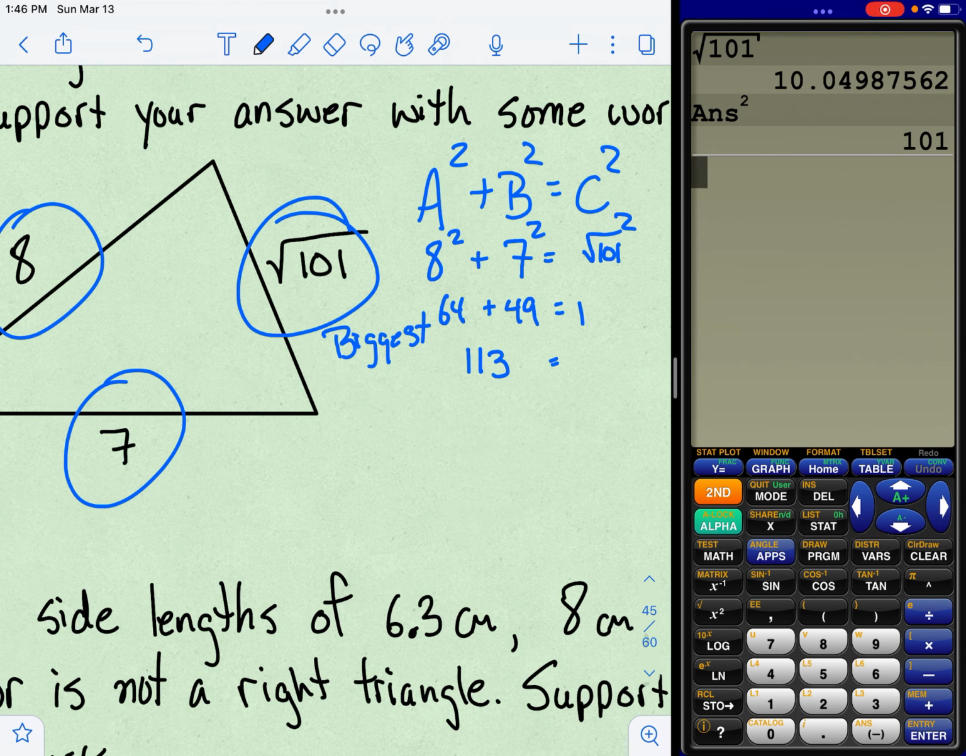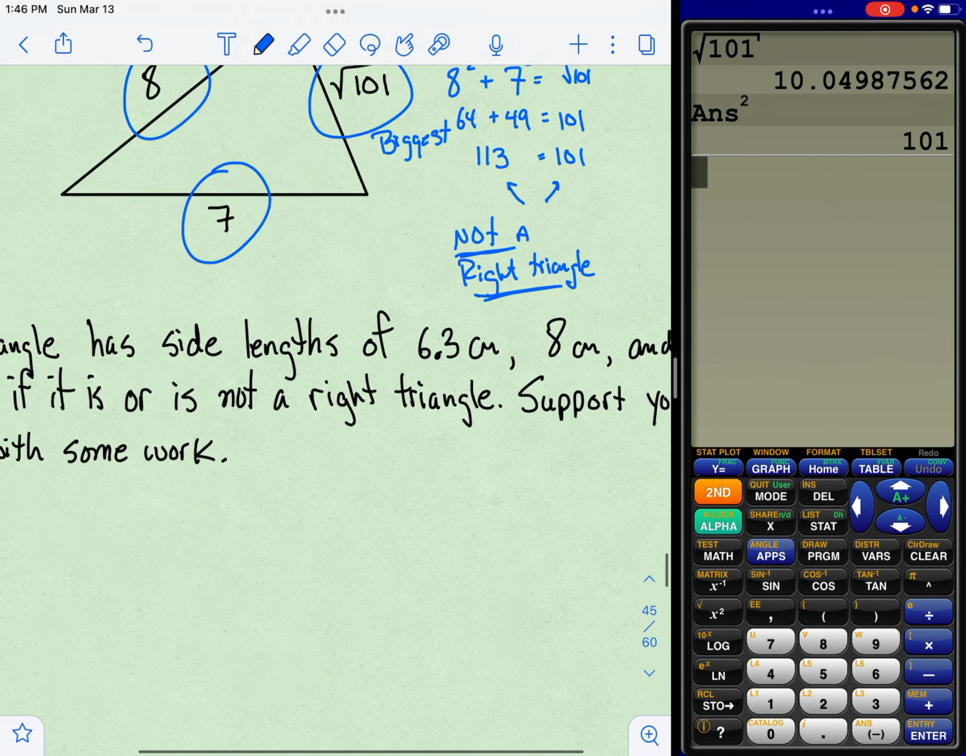I get 101. All right, now when I bring this 101 down here, see how these do not equal? In other contexts, we would say no solution. In this context, we would say not a right triangle. All right, that means that the Pythagorean theorem does not work. And it doesn't work because it's not a right triangle. That's the rule. And we're going to do it down here again.